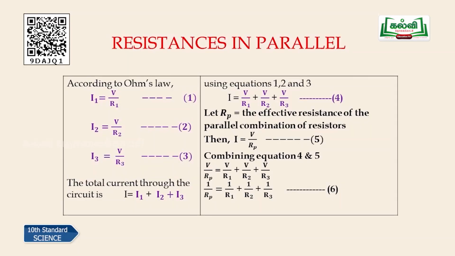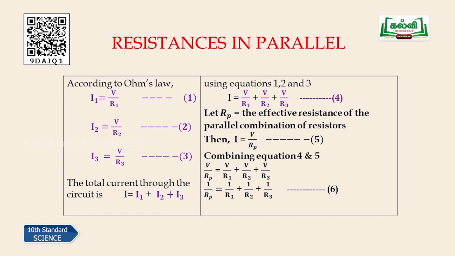Now, here also we have to substitute the Ohm's law. Now we have to rearrange the Ohm's law. For current, I is equal to V by R. So for each resistor we have to calculate the I. So when we are calculating, we can get I1 is equal to V by R1 and I2 is equal to V by R2, I3 is equal to V by R3.